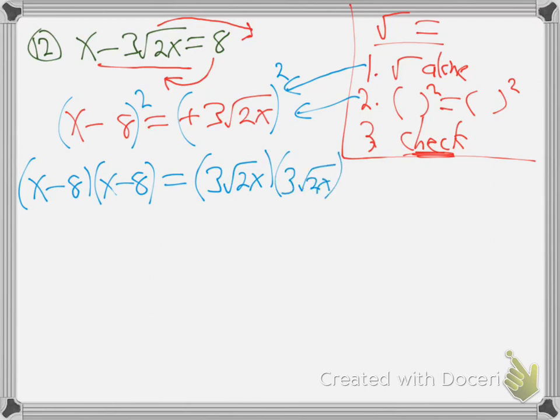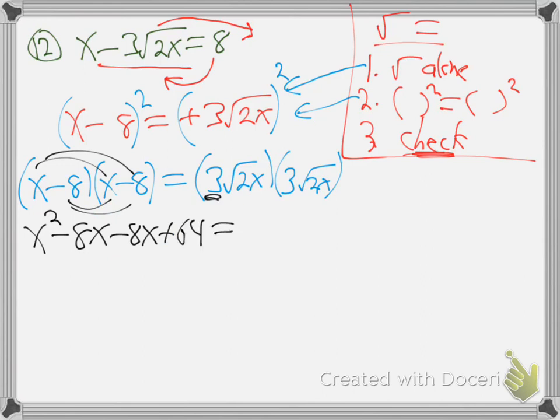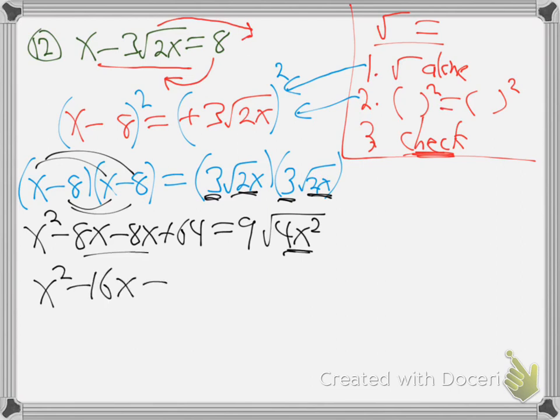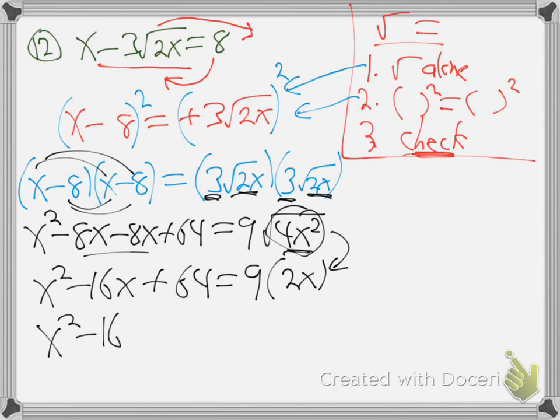Okay, so this side we need to FOIL. Boom, boom. x squared minus 8x, boom, boom, minus 8x plus 64. On the other side, 3 times 3 is 9. Root of 4x squared, right? 2x times 2x is in a root. So gather like terms. This is minus 16x. Now what's the square root of 4x squared? 2x. Right? Square root of 4 is 2. Square root of x squared is x. So that's x squared minus 16x plus 64 is 18x.